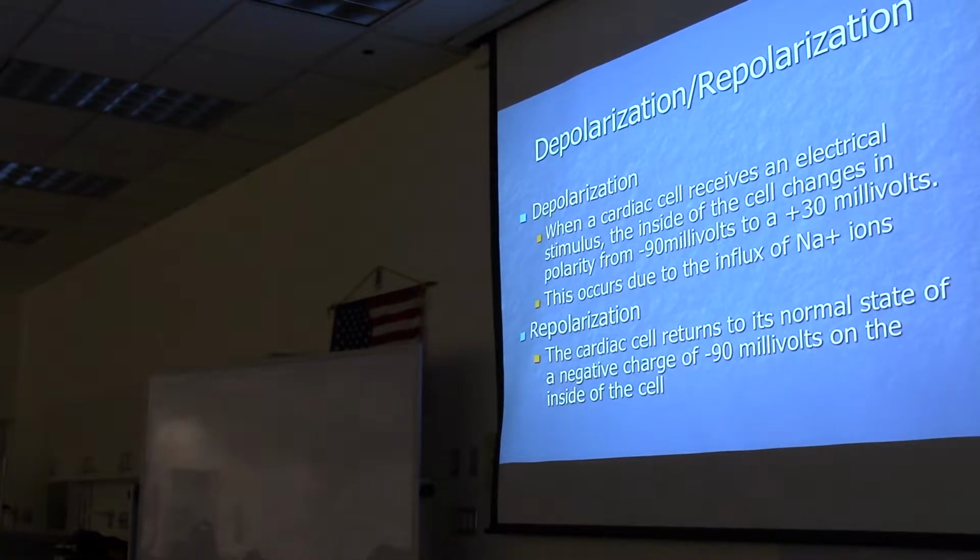All right, so that's the background information you need to understand what depolarization means. So it tells you here, when a cardiac cell receives an electrical stimulus, the inside of the cell changes in polarity from minus 90 millivolts to plus 30 millivolts. So it goes from having a negative charge to having a positive charge. And what causes it to change is just the movement of sodium. Sodium was outside the cell and it goes in the cell, and now you've got a positive charge inside the muscle cell.